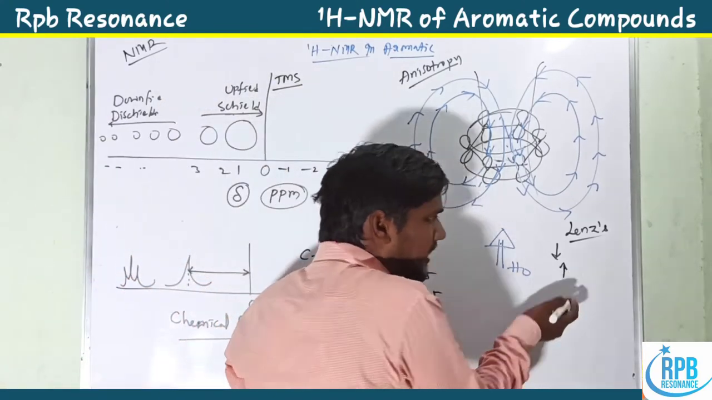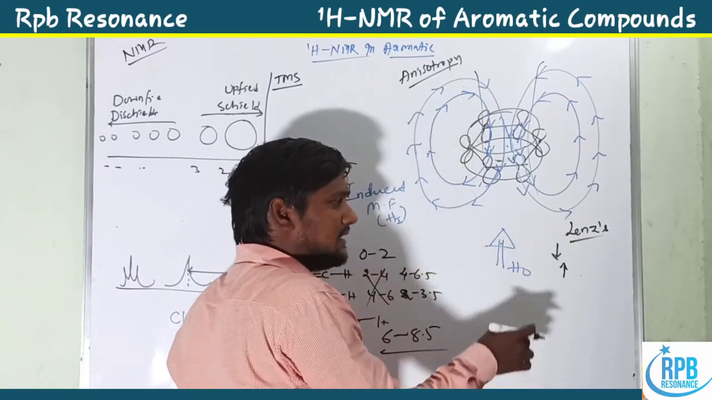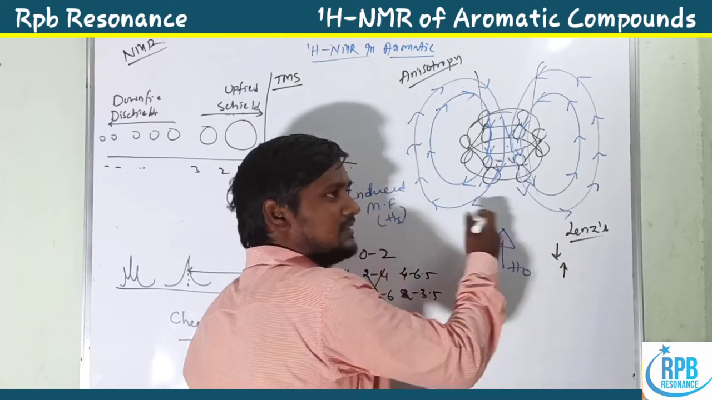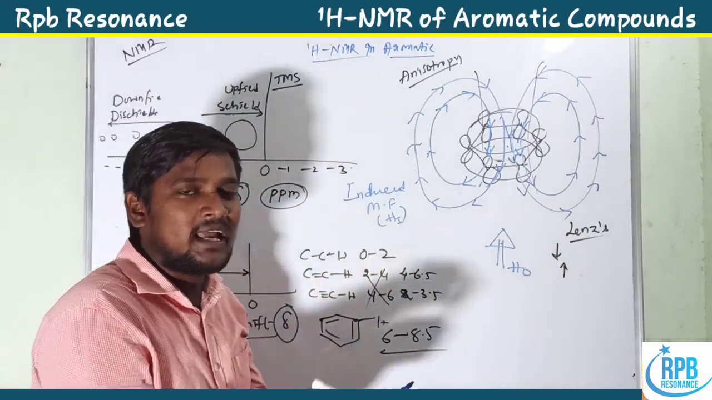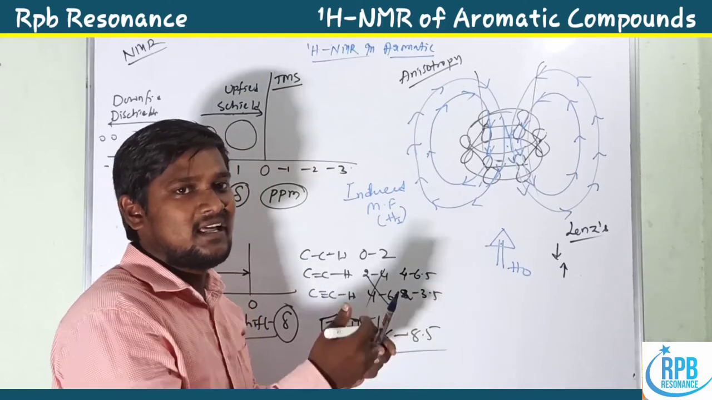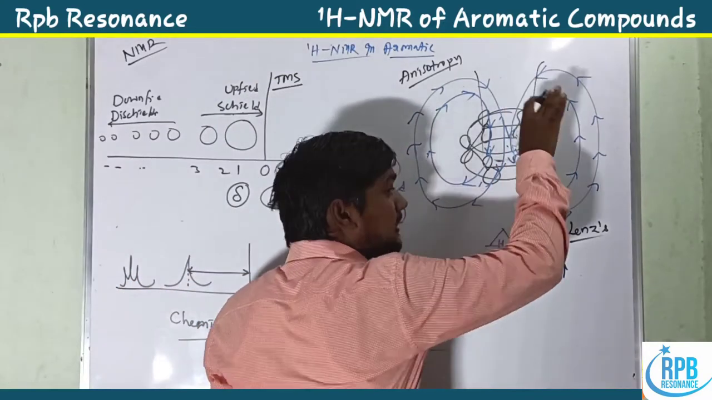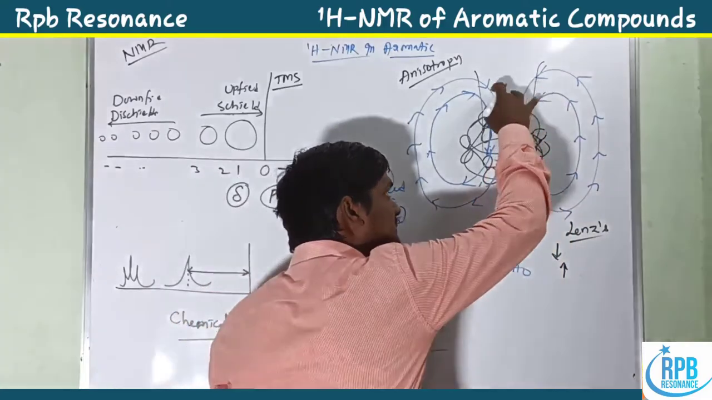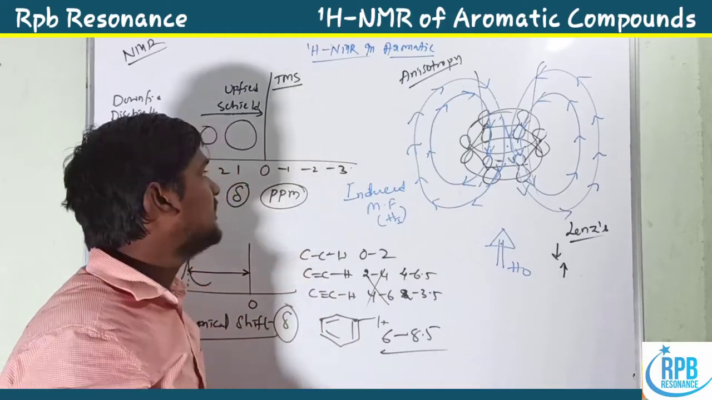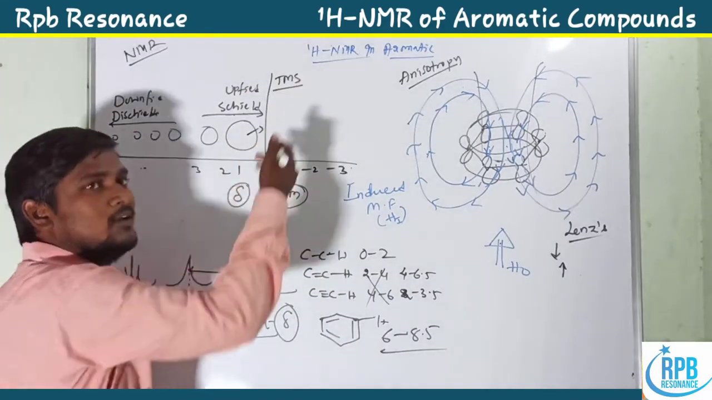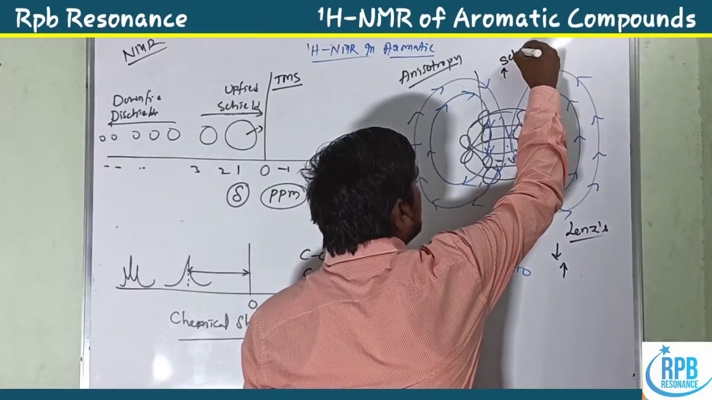So due to the cancellation of these external and internal, that is nothing but induced magnetic field cancellation takes place. So due to the cancellation of these external and internal magnetic fields, if a proton is present in this region, those are more shielded protons. More shielded means there is more electronic cloud around the protons. So that's why it is called a shielding region.